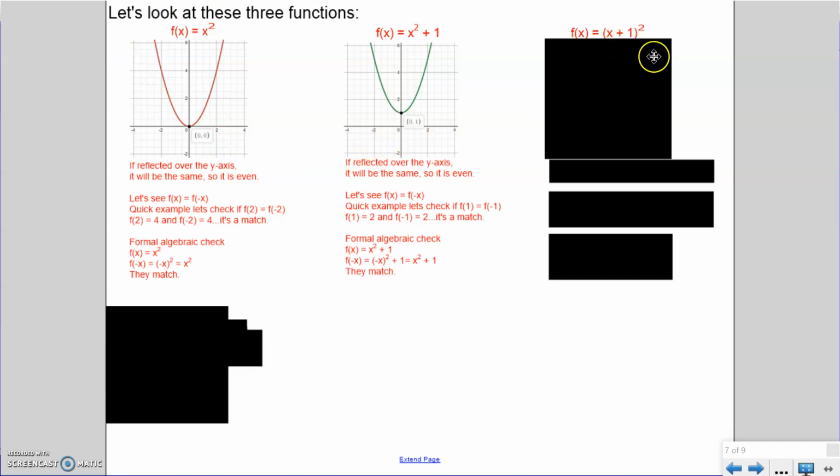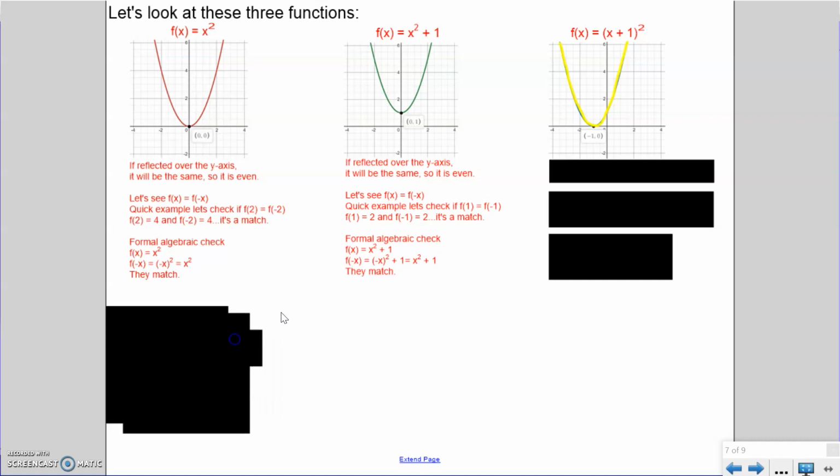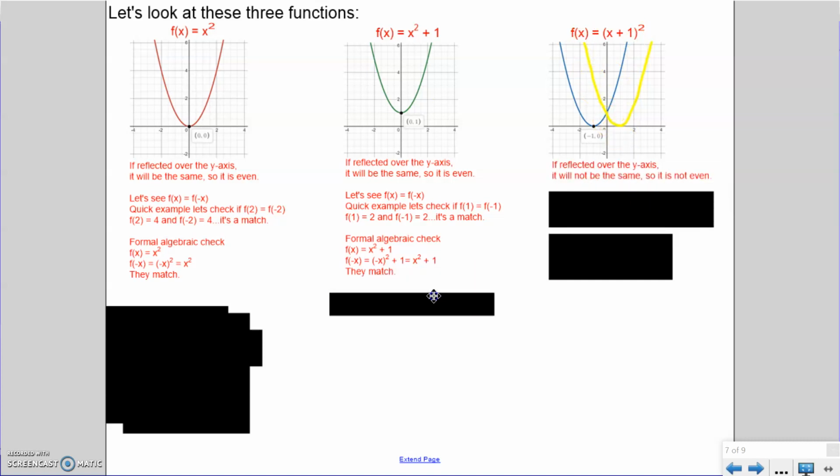Here's x plus 1 all squared. Here's the graph. If I reflect this over the y-axis, I flip it sideways, it's going to turn into this graph right here. Because this part goes to this side, and this part here will turn to this left part. So if we reflect over the y-axis, it will not be the same, so it's not even. So you have to be careful.